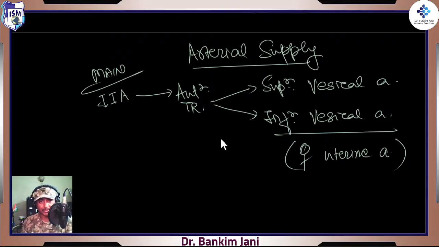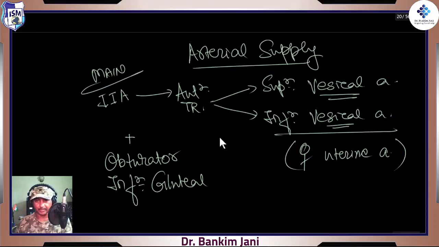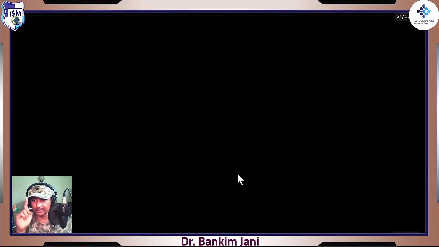This is the main supply. There would be some branches from the obturator, and a few branches from the inferior gluteal. But as the name suggests, the vesical arteries are the main supply. Moving on to the venous drainage. In venous drainage, all we need to remember is that posterior ligament of bladder, because that's it. So that is the venous drainage.